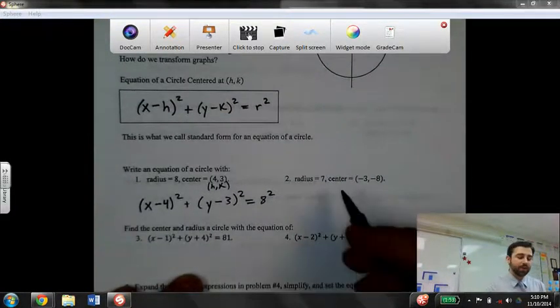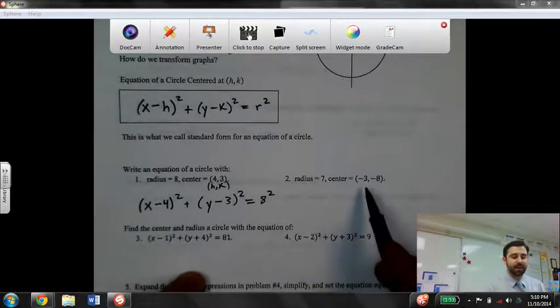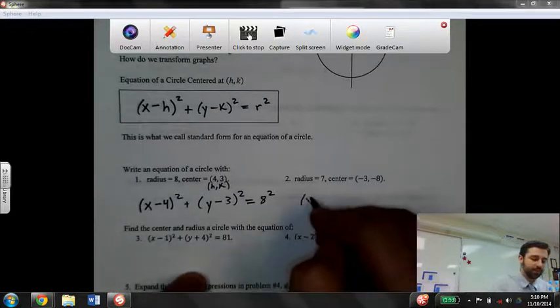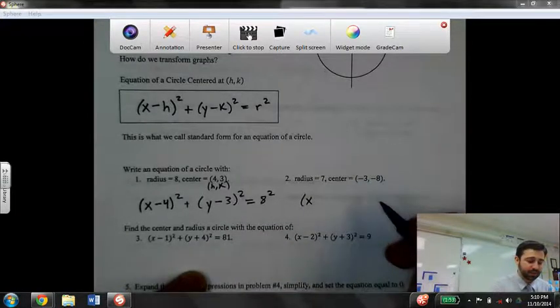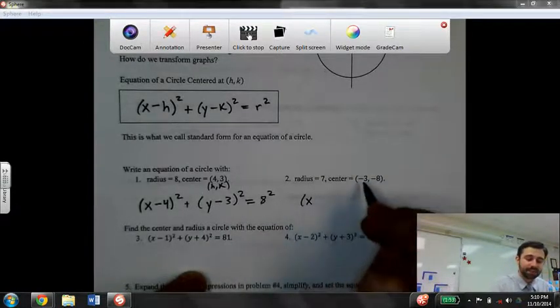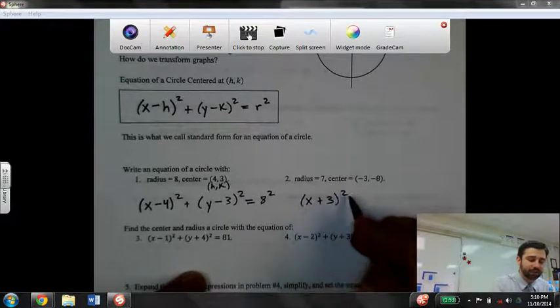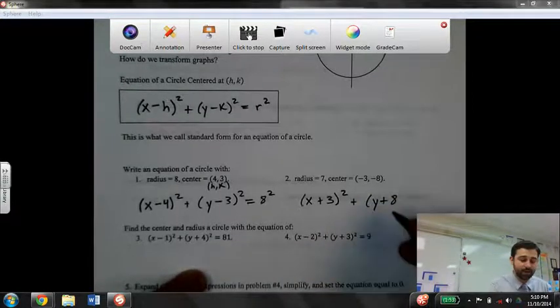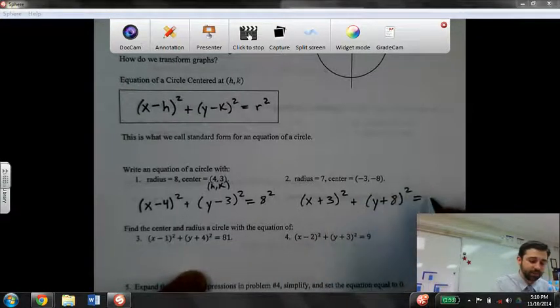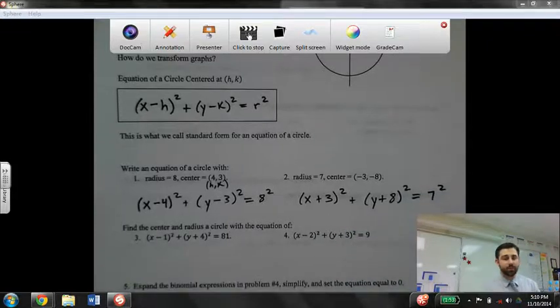Now notice when I have a radius of 7 and a center at (-3, -8), instead of minus my x value of the center, it's minus a negative, making it (x plus 3) squared plus (y plus 8) squared, because minus a -8 is a positive 8, equals 7 squared.